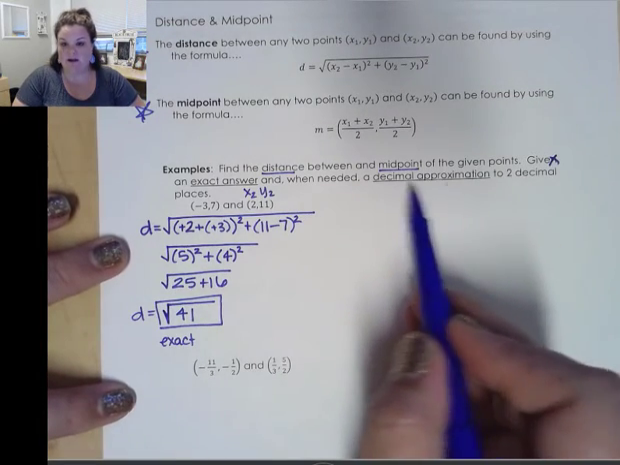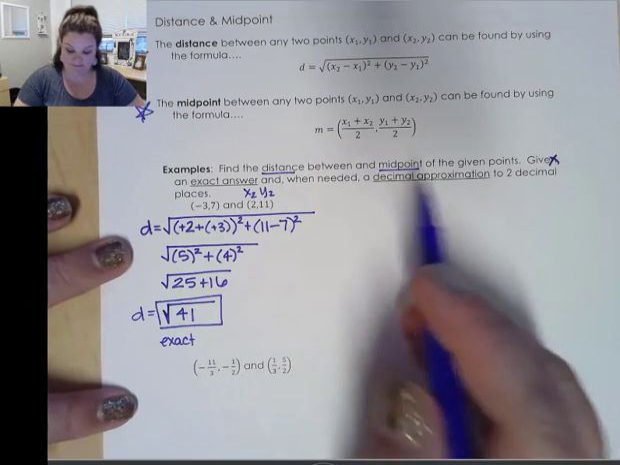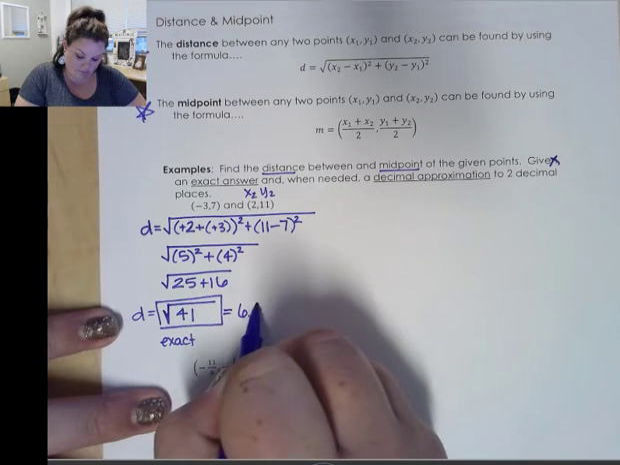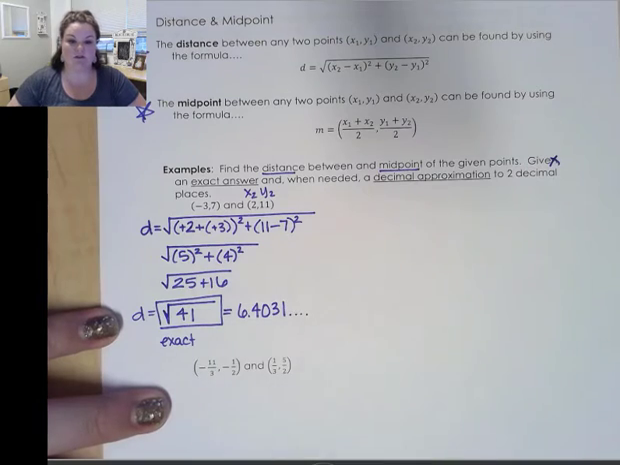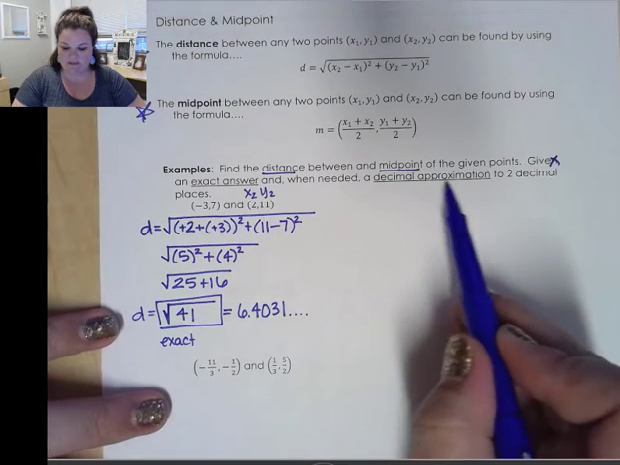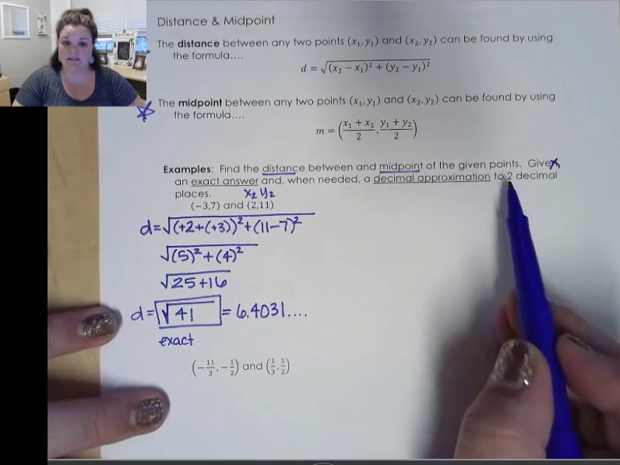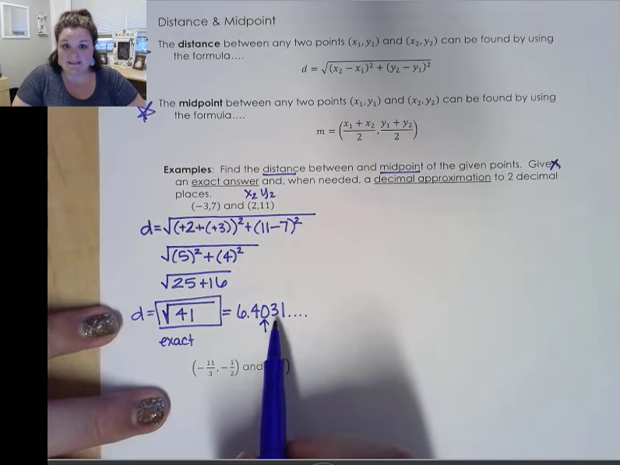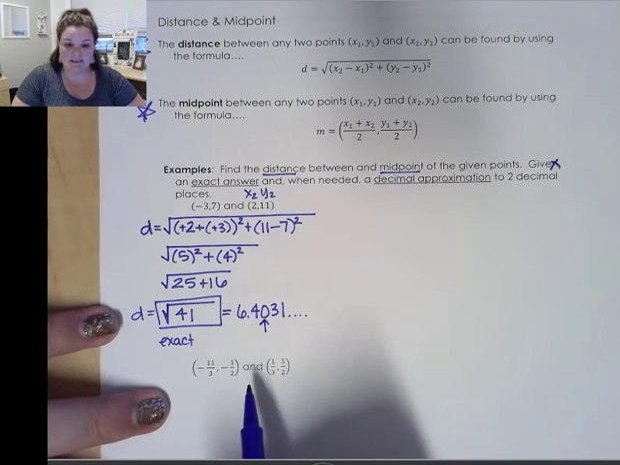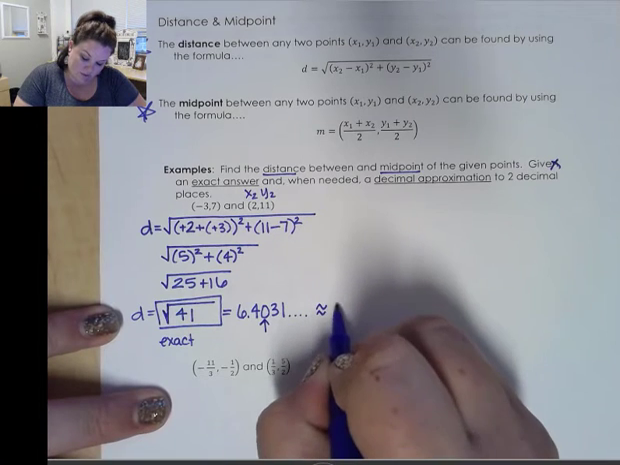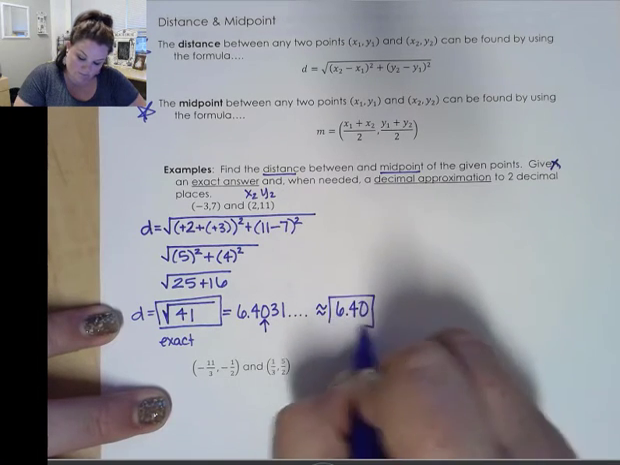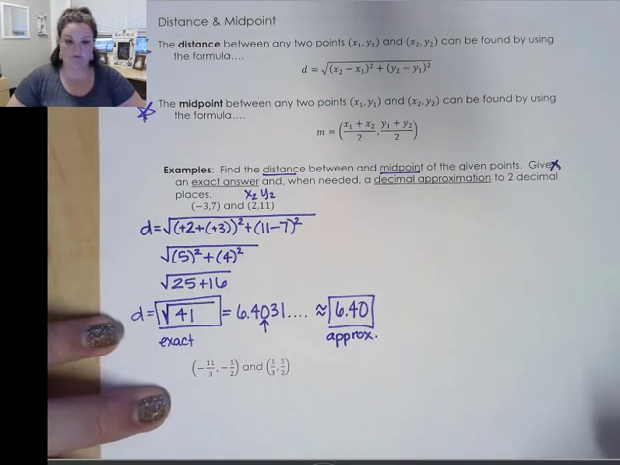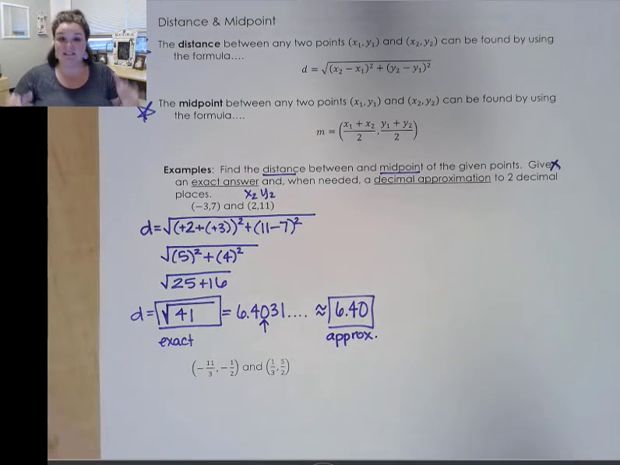But it also wants me to give a decimal approximation. Okay, so if I punch this into my calculator, this comes out to be 6.4031 and some more stuff, right? So our decimal approximation, it wants us to round it to 2 decimal places. So I go to my second decimal place, which is my 0. Because there's a 3 behind it, that's not going to bump it up. It's just going to stay 0, right? So my decimal approximation would be 6.40. Okay? So this is my approximation. All right, so that's our distance formula.